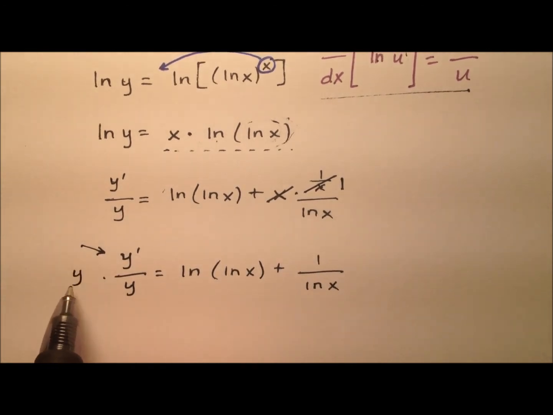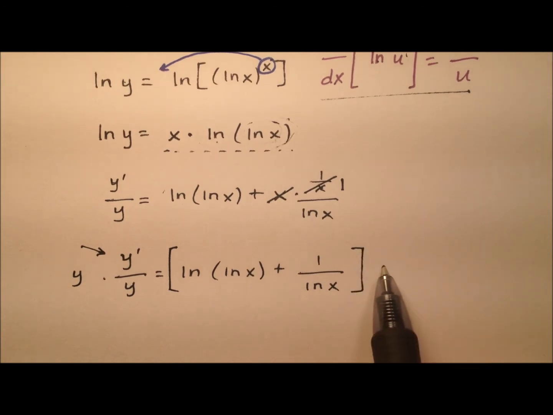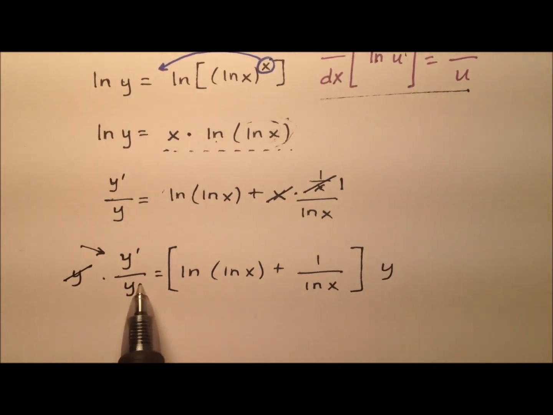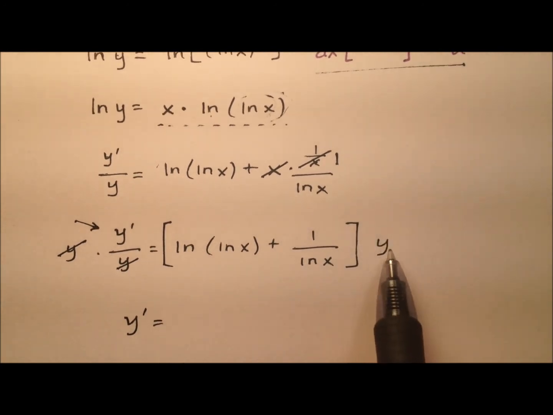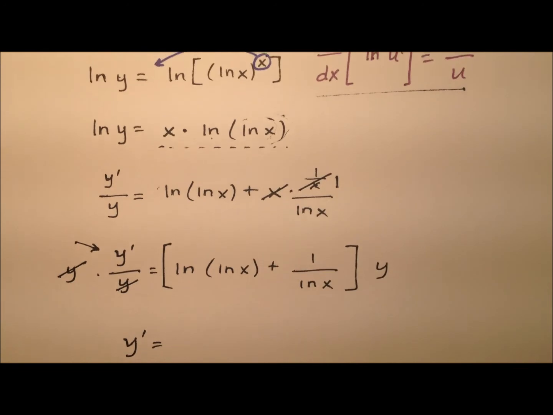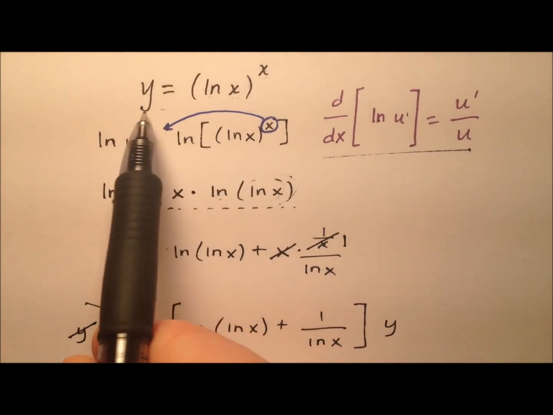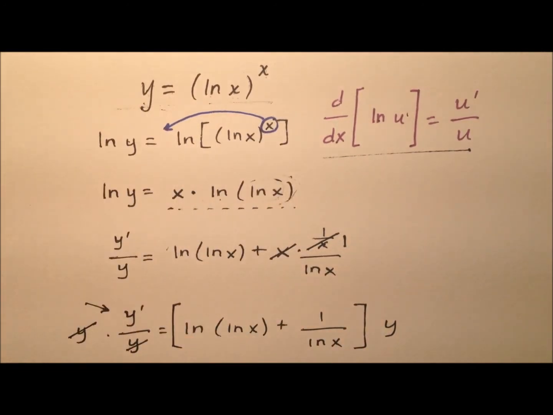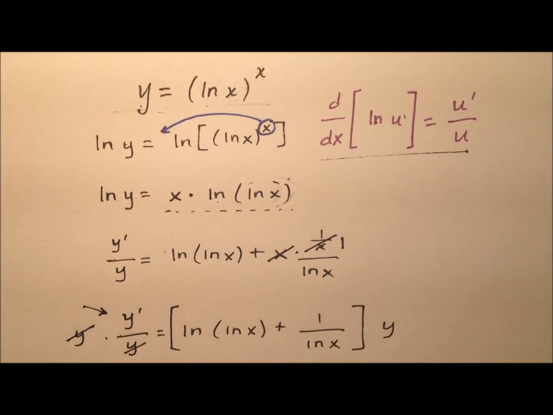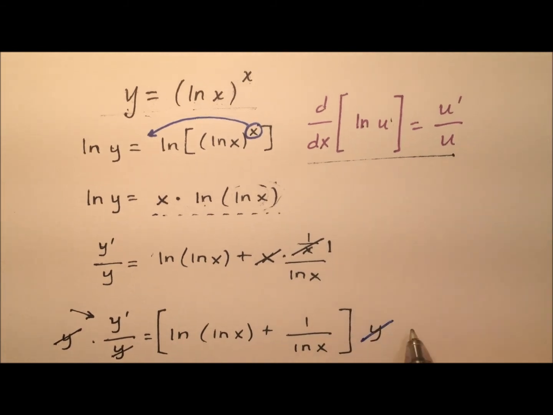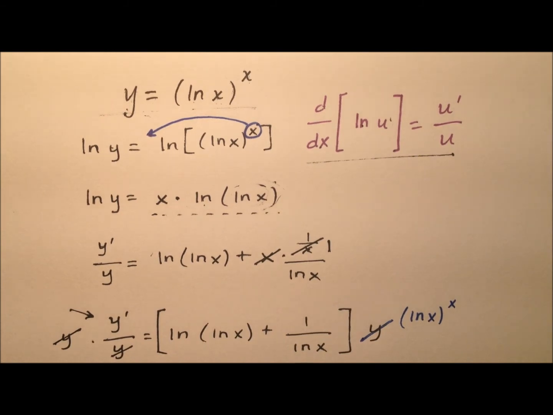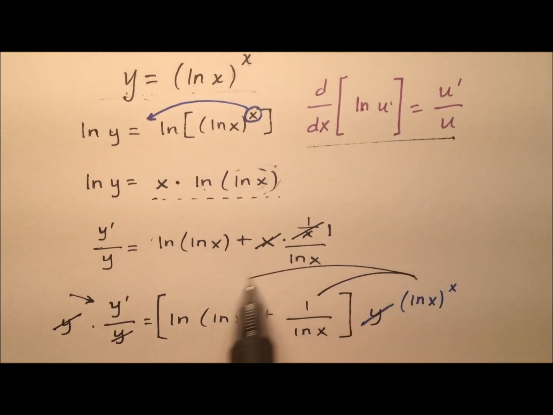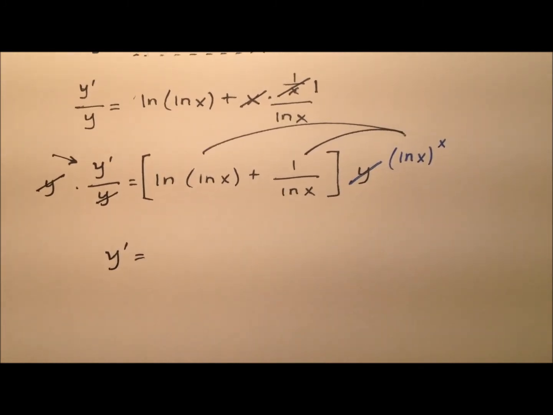So we're going to go ahead and multiply both sides of this equation by y. So on the left side, those cancel, and I'm left with just y prime, which is nice. But here we have this y that we're multiplying through. But from our original equation, what was y? Well, it was the natural log of x raised to the power of x. So I'm going to go ahead and exchange this y for that natural log of x raised to the power of x. And now we can go ahead and distribute to here and here for this multiplication.